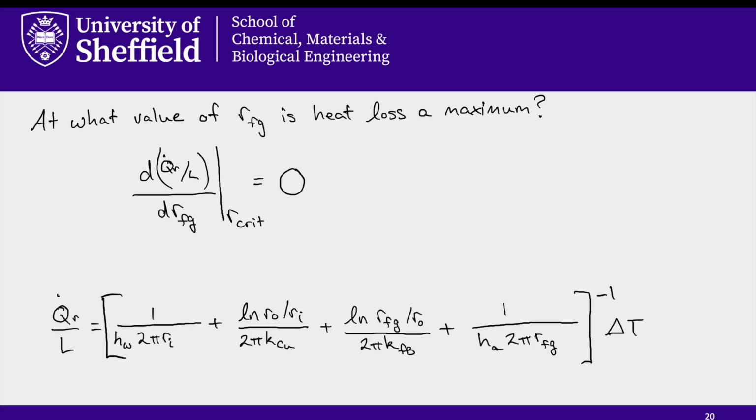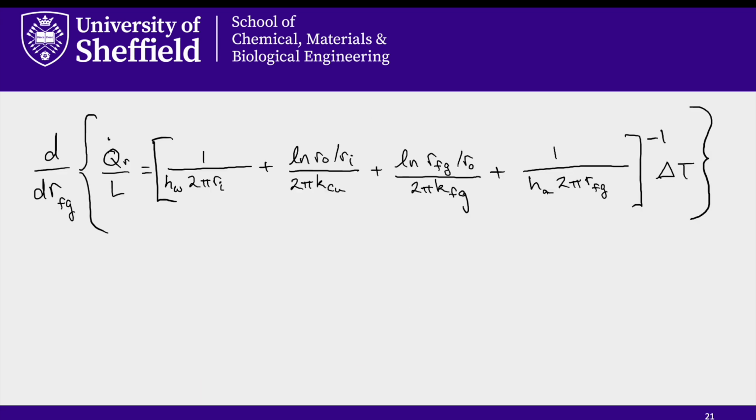Just a reminder, we already know what QR over L is. It's this rather large expression, which I've written with the thermal resistance in brackets to the power -1, because it's going to make it just slightly easier to differentiate the expression. And when we differentiate with respect to our variable, which is the radius of fiberglass, everything else is a constant.